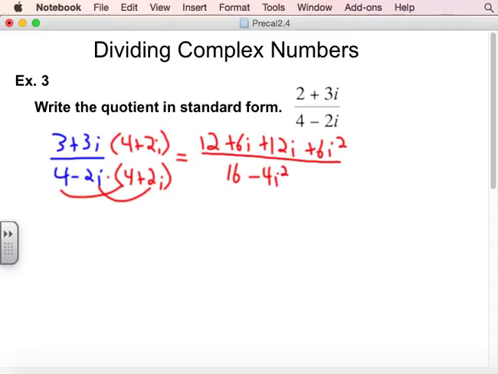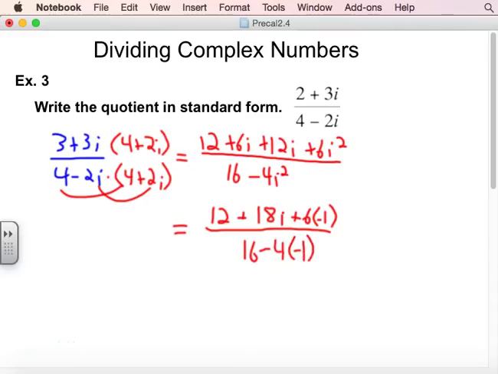Alright, now let's change the i squareds to negative 1s and combine our like terms. So we've got 6i and 12i is 18i. Then we've got 6 times i squared is really 6 times negative 1. 4 i squared is really 4 times negative 1. So we get 12 plus 18i minus 6. And on the bottom, we've got 16 plus 4.